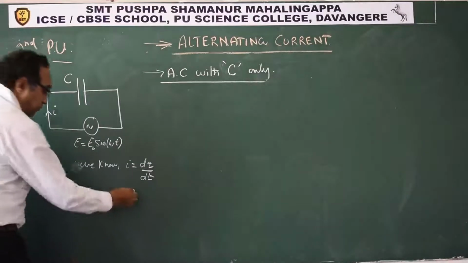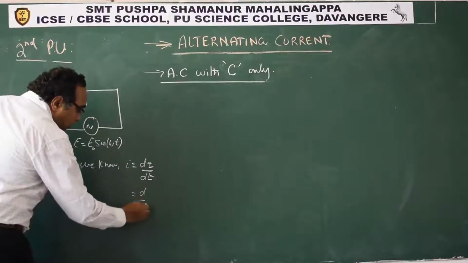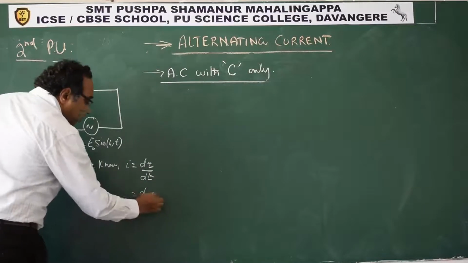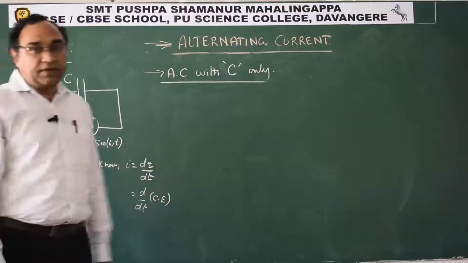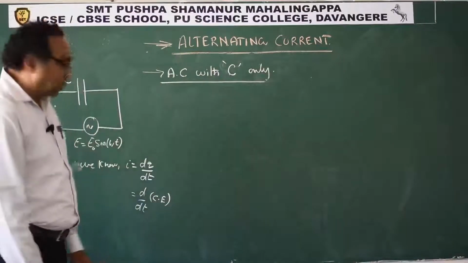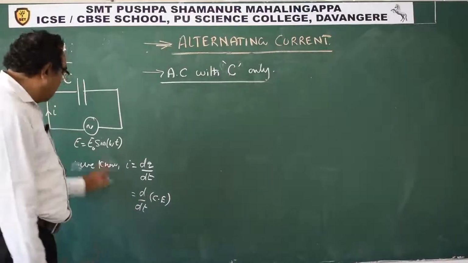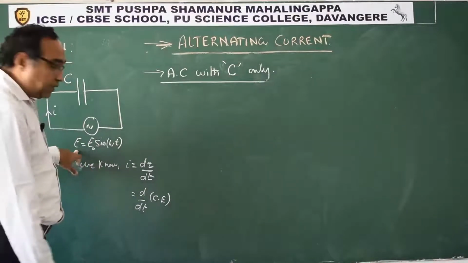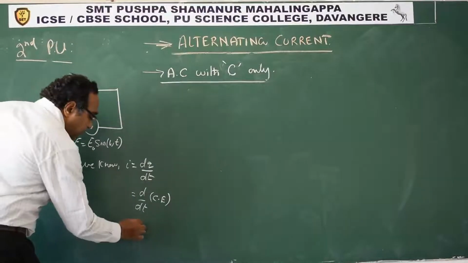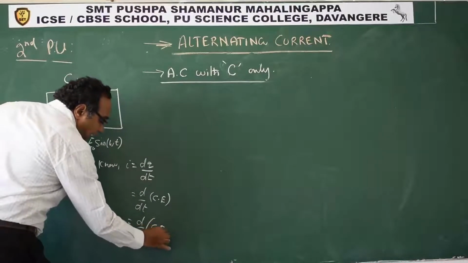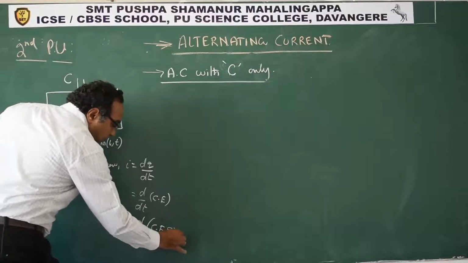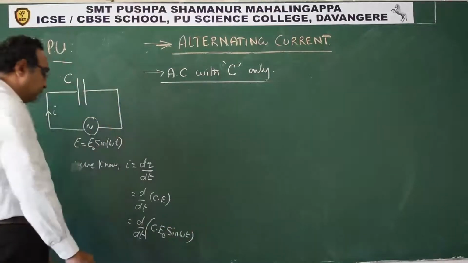dq by dt. And Q is C into V. Q is C into V. I think you have done this in capacitance. Here V is E. So what we get is d by dt of C times E, and E is E naught sine of omega t.